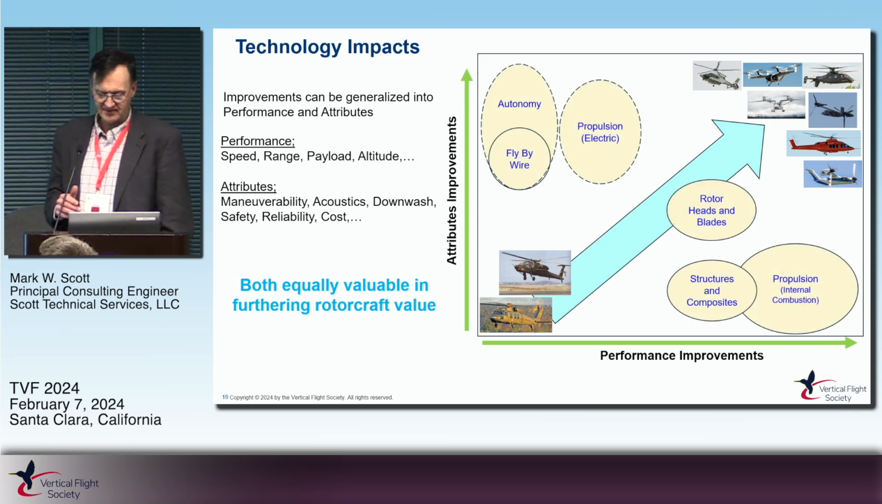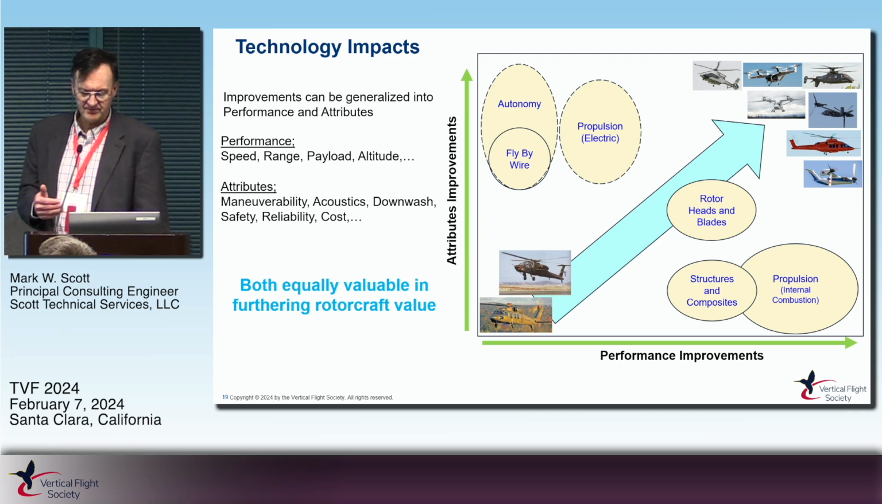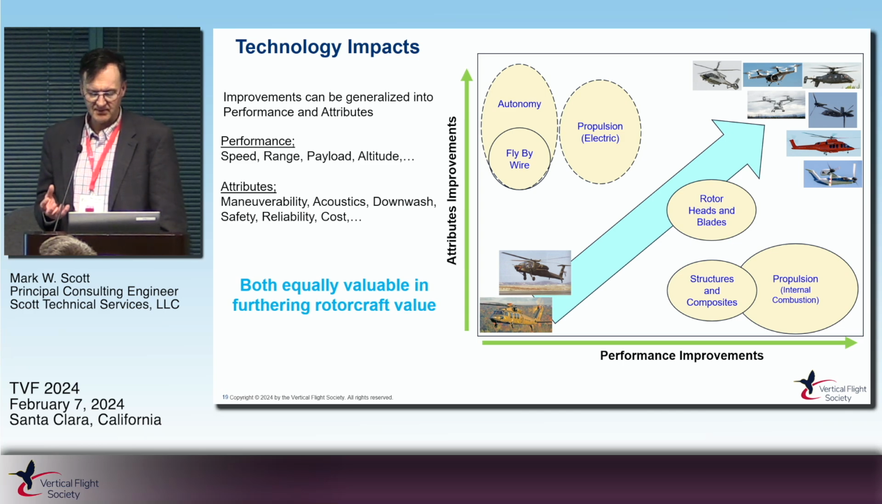Well, I did my best here to put technologies where they've made the most impact. So performance improvements come very much from propulsion, and the size of the bubble is the impact it had. Propulsion systems, in terms of transmissions, their power to weight ratios, and particularly engines, have just gotten much, much better over time. Structures and composites bring a lot of weight reduction, which goes into performance, giving you more capability for the amount of power and the size of the aircraft. Rotor heads and blades get into both attributes and performance, right? Better figures of merit, better L/Ds, but also acoustic improvements, ballistic tolerance improvements, icing and de-icing capability. So that's one that crosses into both.